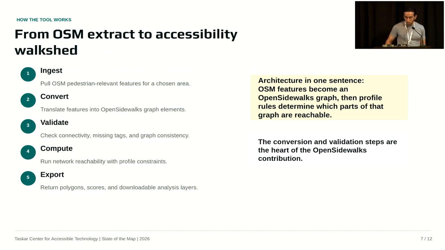The way the Walkshed tool processes this data from OSM: first we ingest the data, then we convert it into our data schema, the OpenSidewalks data schema. We make sure that it passes our validation. We have a JSON schema validation in place in the system. And then we are ready to compute and export the data that's being generated in the tool.